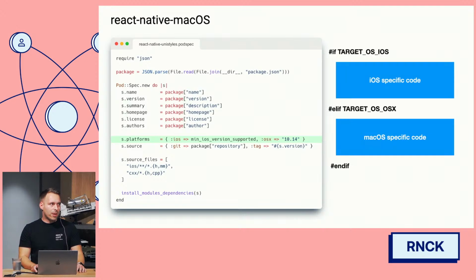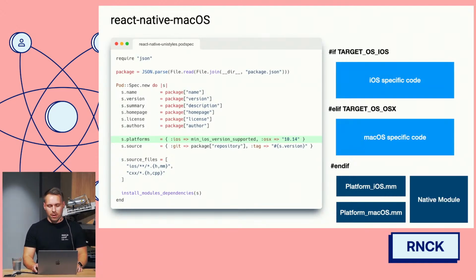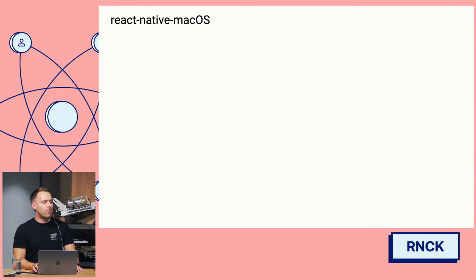And by default, you can do that with preprocessor directives. But you will have a lot of ifs in your code. So what I prefer is to create two files. One will be responsible for the iOS code, and the second one for the macOS code. And they can talk with the native module with Unistyles. But you may ask, why do I need two files? Is that hard to add additional support for macOS?